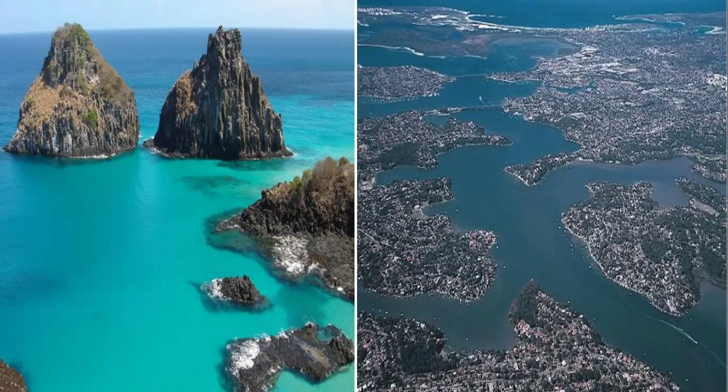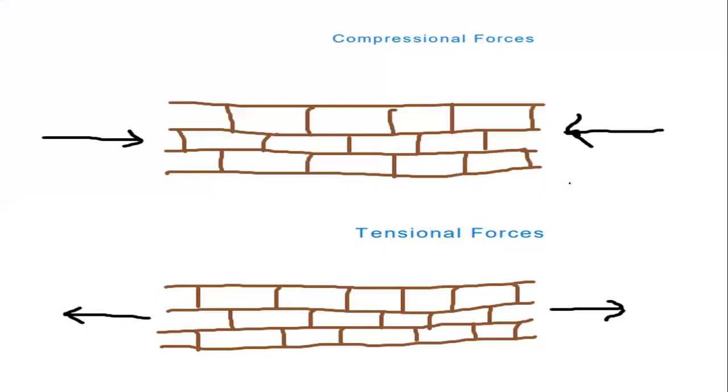Vertical movement causes upliftment of the land, whereas downward movement causes subsidence of the land. While the horizontal movement works in two ways: one in the opposite direction and the other towards each other.